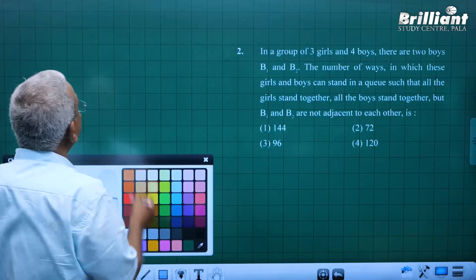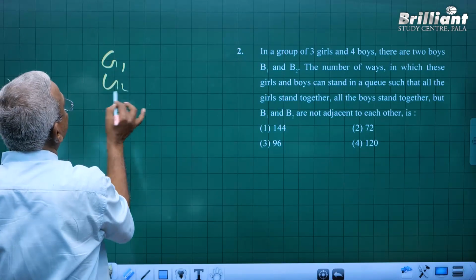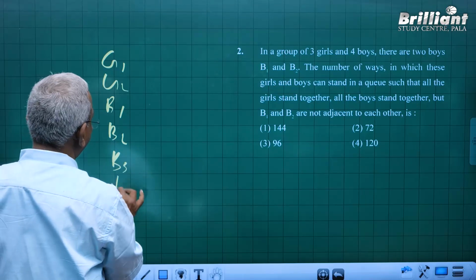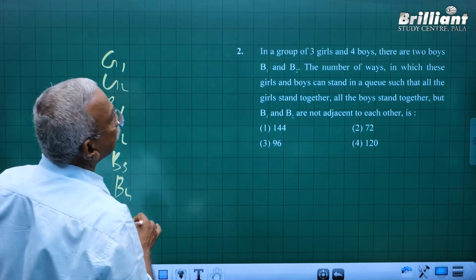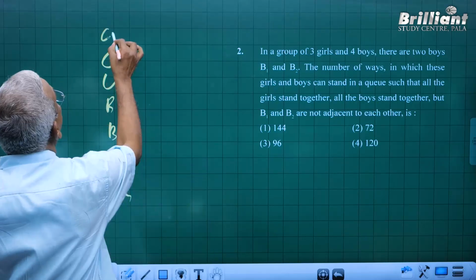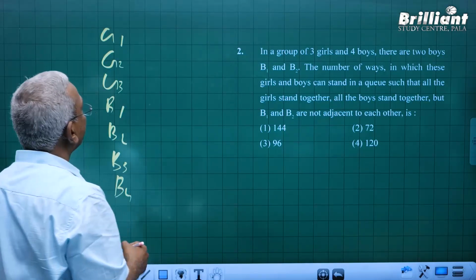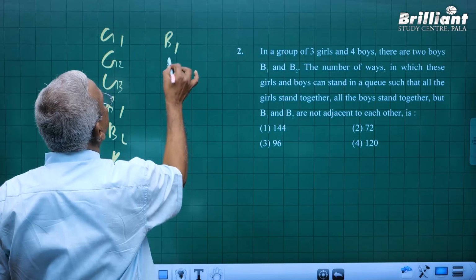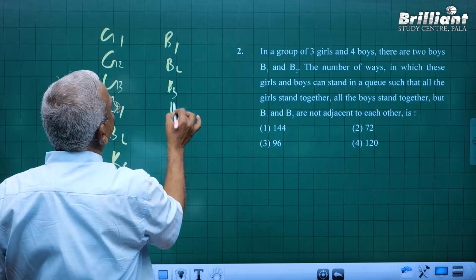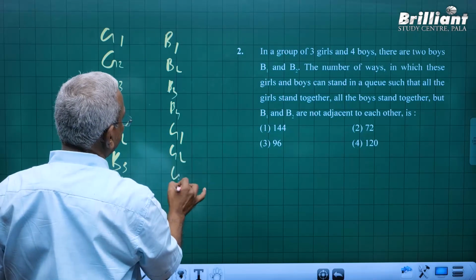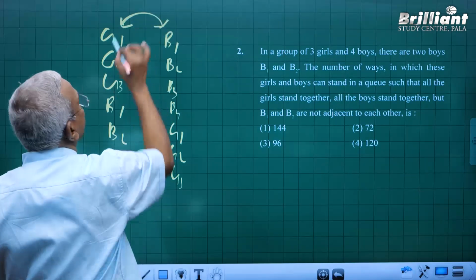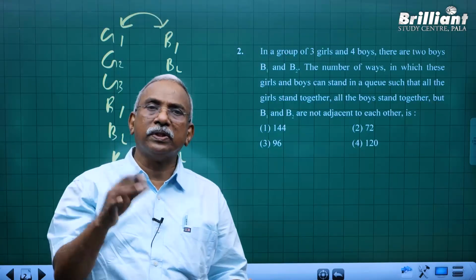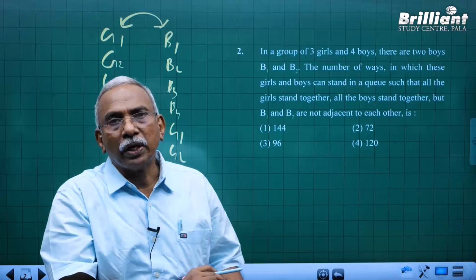So we can make the condition as G1, G2, G3, B1, B2, B3 and B4. There are 3 girls, G1, G2 and G3. Otherwise, we can see basically B1, B2, B3, B4, G1, G2, G3. These are the two types. First of all, we can put the girls first then boys, or boys first then girls. These are two aspects.